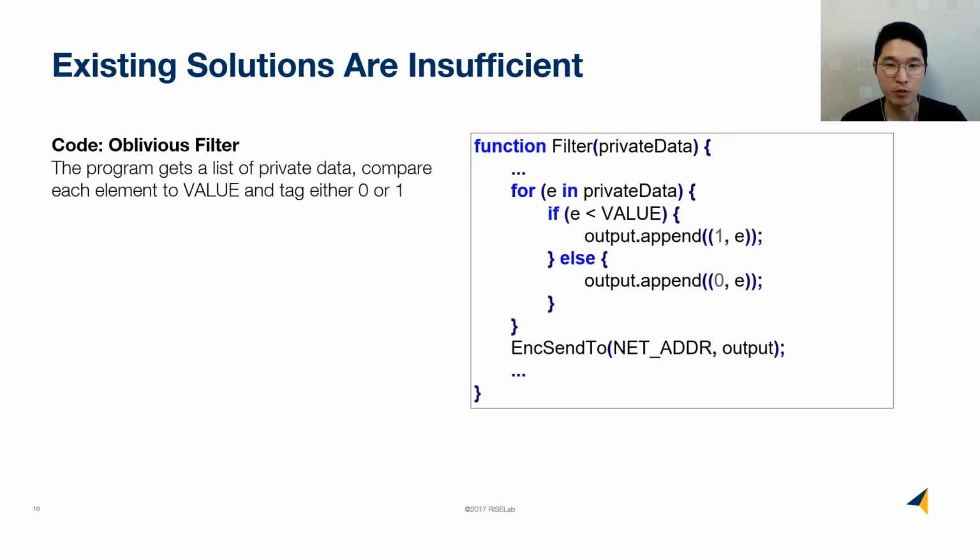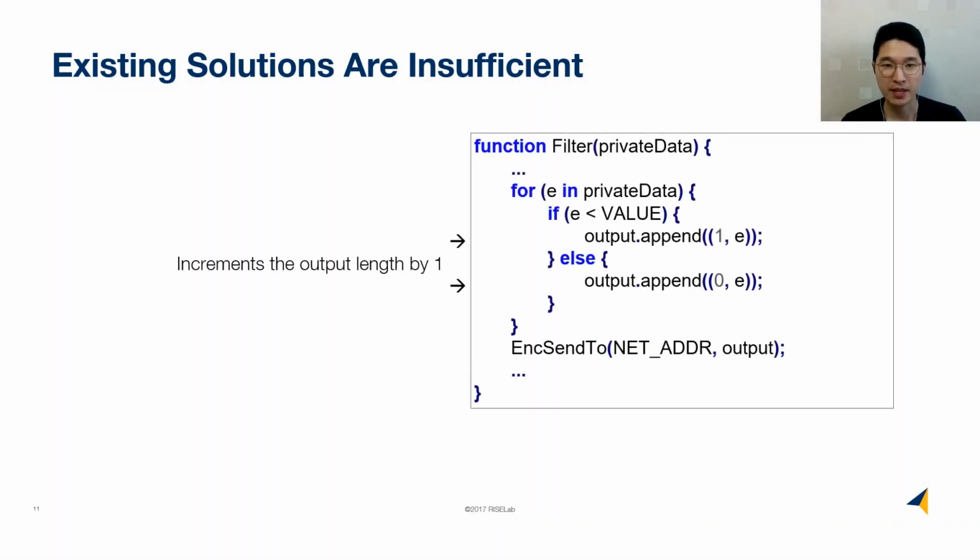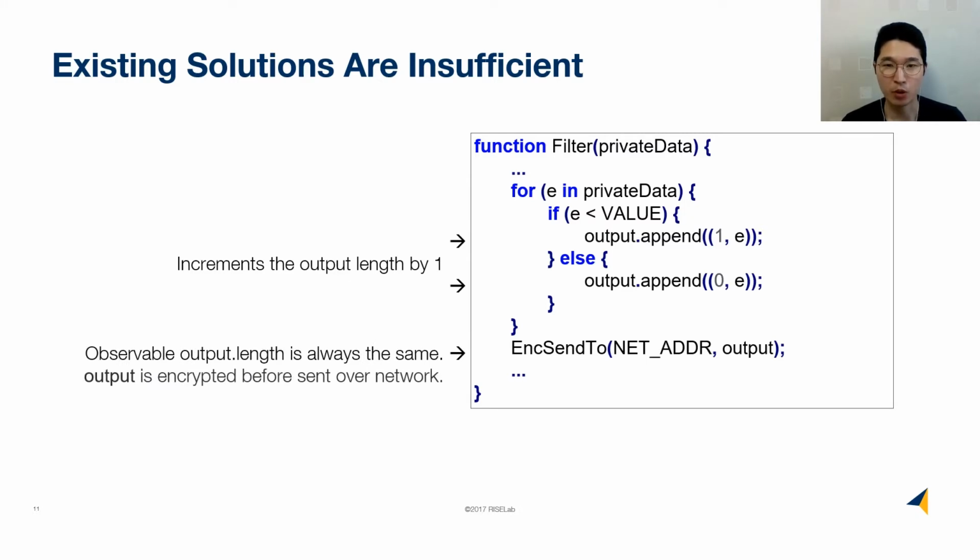I put an example code which is an excerpt from the oblivious filter algorithm. The program processes input private data, compares each element to value, and tags either 0 or 1 based on that. Here we simply assume an attacker can only observe network access patterns. This program adds a single element to the output buffer every iteration regardless of the value of E. So the length of the output buffer stays always the same. Also, the output buffer is encrypted before sent over network, so only the length is observable to an attacker. So the algorithm is oblivious.